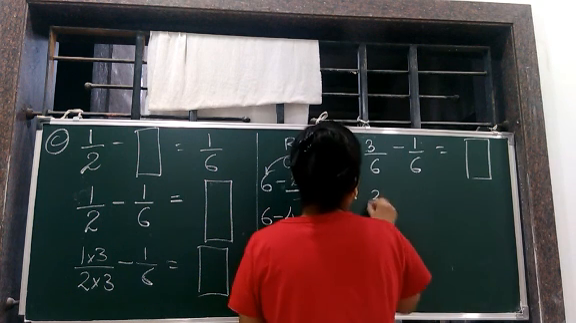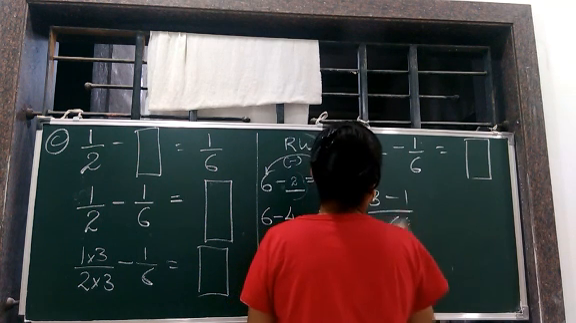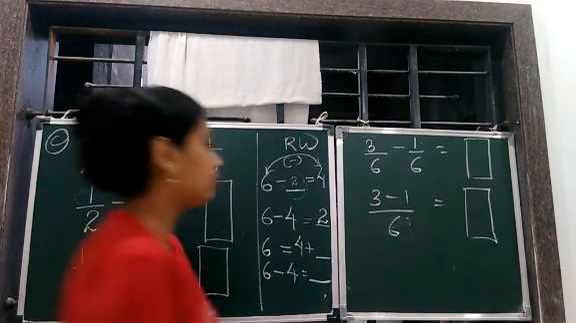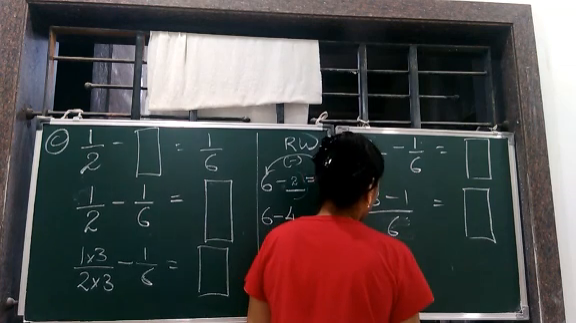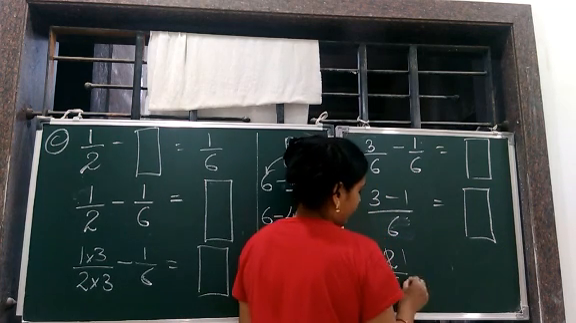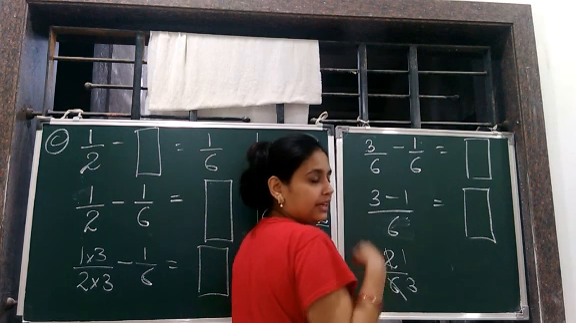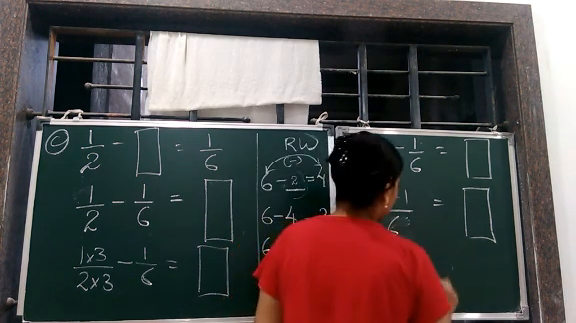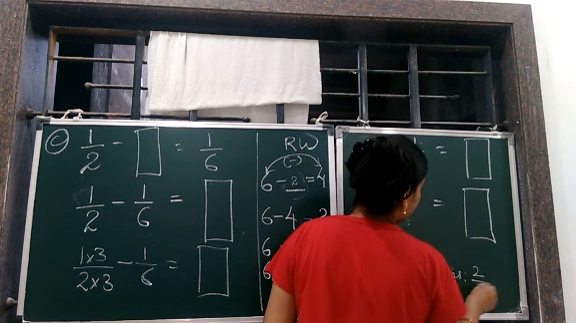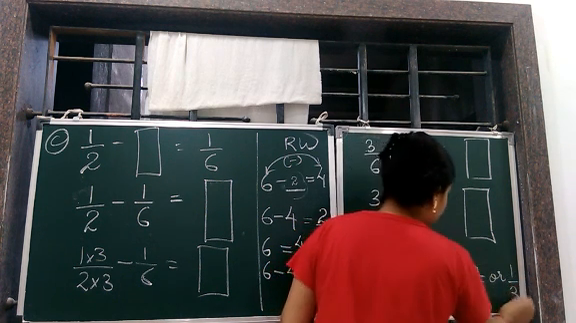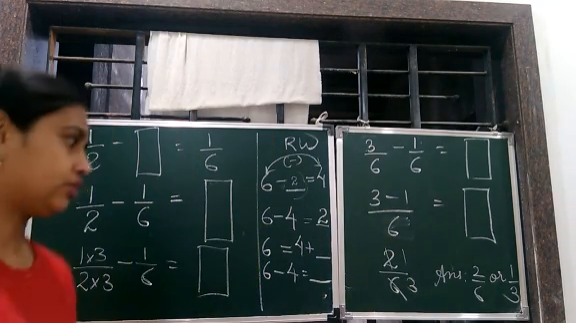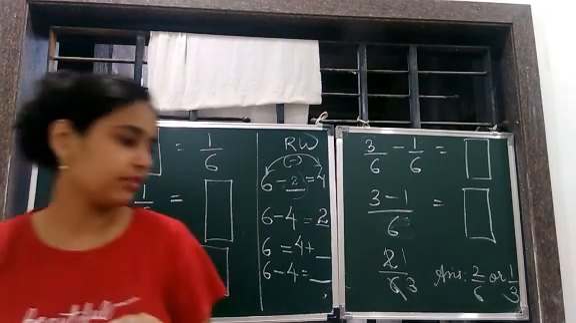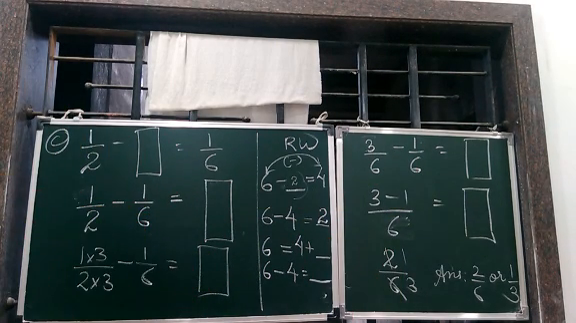So, taking the denominators common, we subtract the numerators. 3 minus 1 gives us 2 by 6. Now 2 ones are 2 and 2 3s are 6, bringing it to its lowest term. Okay. So the answer is what? Either 2 by 6 or 1 by 3. So this completes your question number 4. Question number 5 we are going to continue tomorrow.